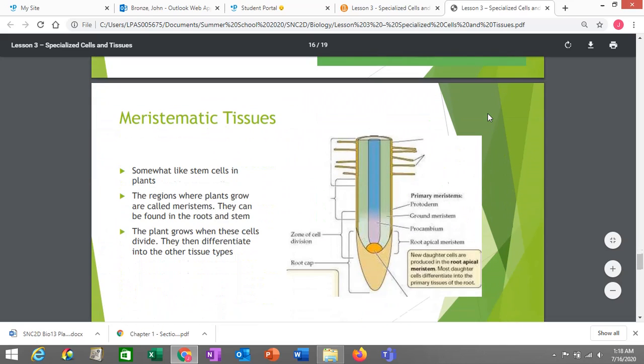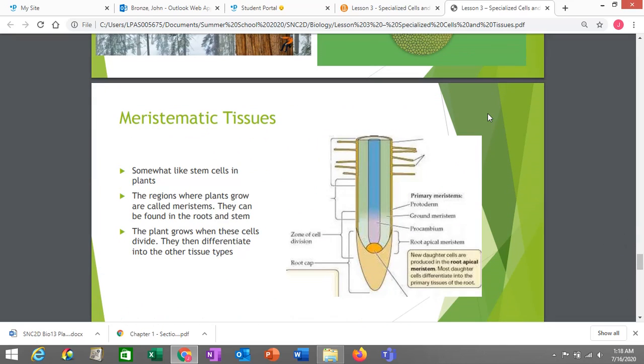So meristematic tissues, you can kind of think of these as almost like the stem cells in plants. These are going to be the cells that divide to get the plant to grow, and they can also differentiate, so they can also become the other types of tissues. They exist typically in plants in regions called meristems, and these are regions of growth. So they will happen near the tip of a root.